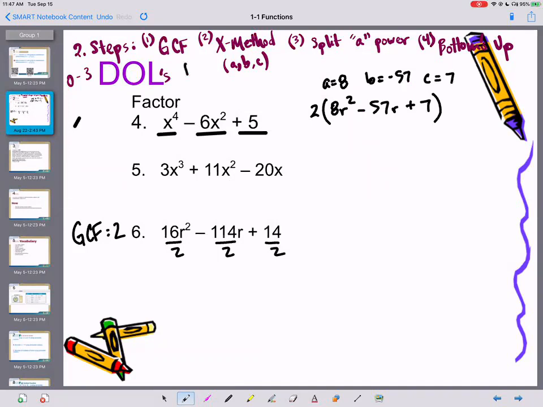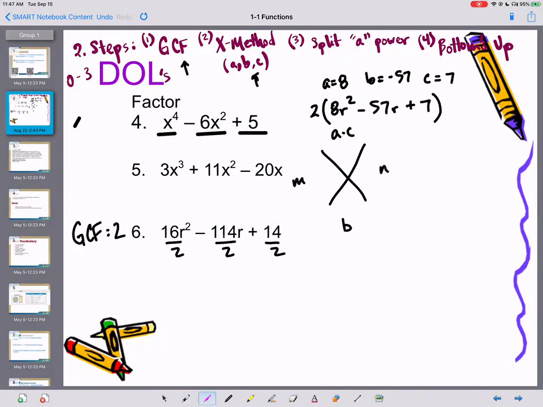Notice GCF comes first, and then you label your ABCs. It goes in that order. If you label this as A, you're going to get the wrong answer. So you don't do it there. You label A, B, and C with your X method step. So there's my A, B, and C. So we draw my X. We're looking for A times C and B here. And M and N will go on these sides.